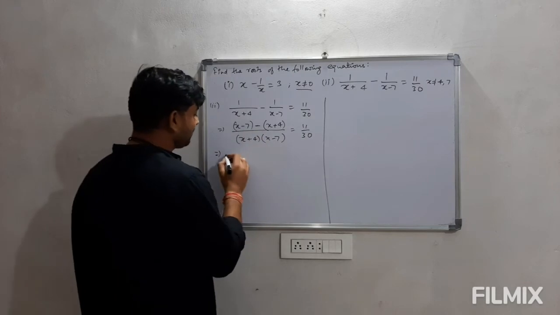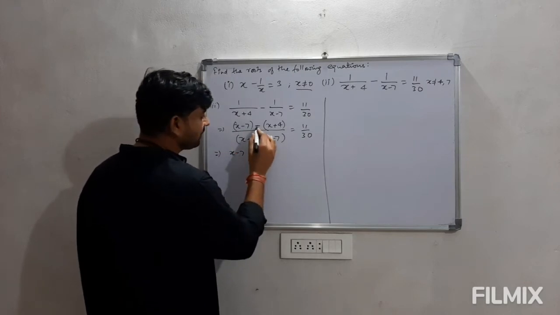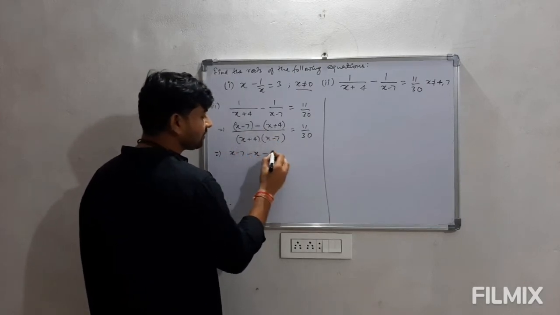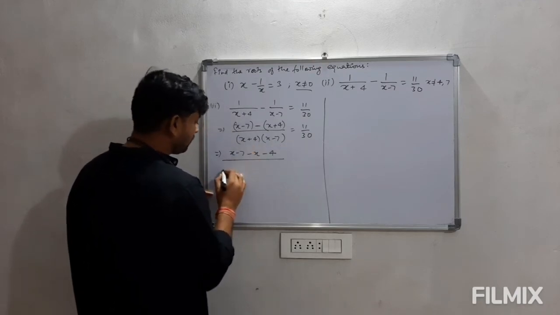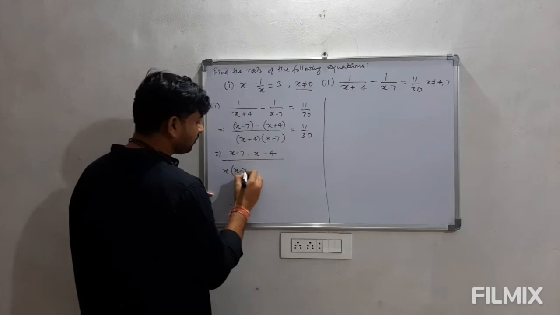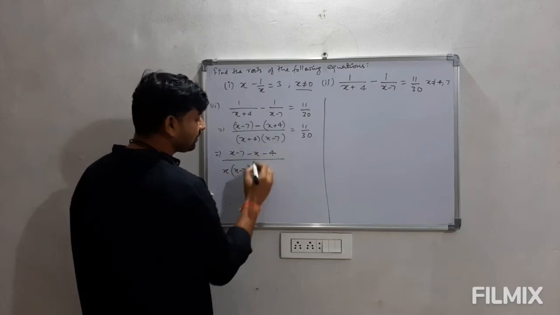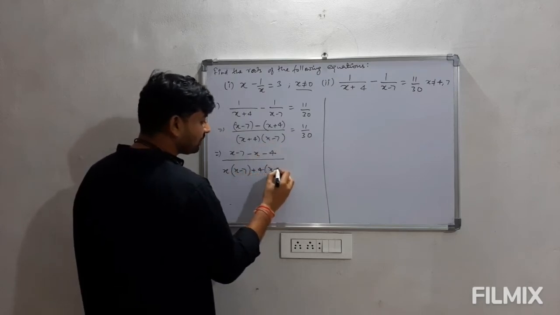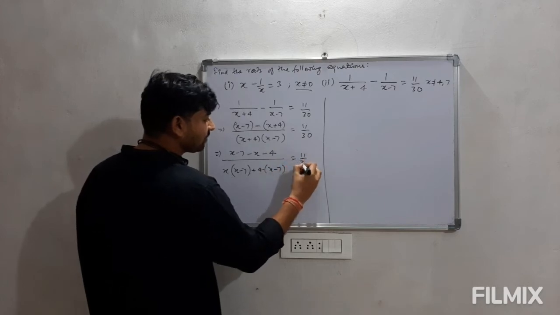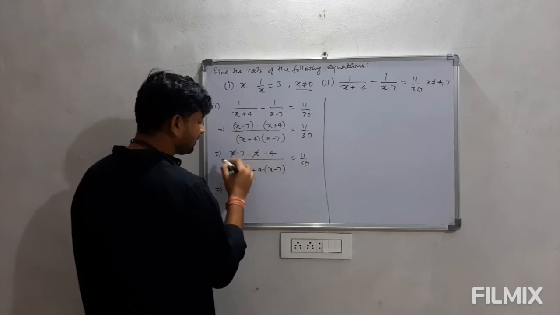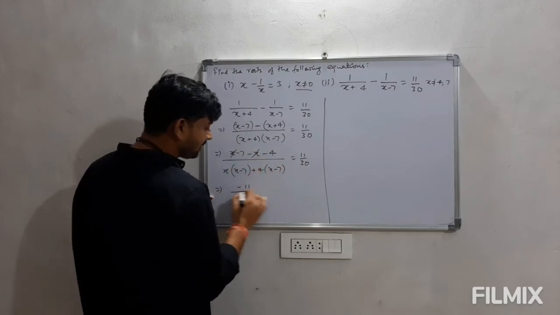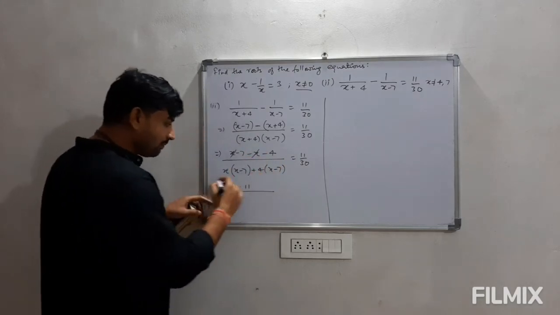Here we can simplify this x minus 7. This minus will multiply to minus x minus 4. In the denominator we can multiply it. So I am opening the first bracket: x into x minus 7 plus 4 into x minus 7 is equal to 11 upon 30. From here, this plus x and minus x are getting cancelled. So we have minus 7 minus 4, that is minus 11.